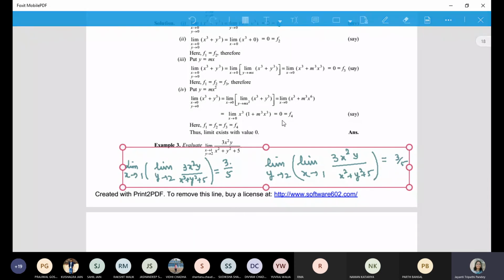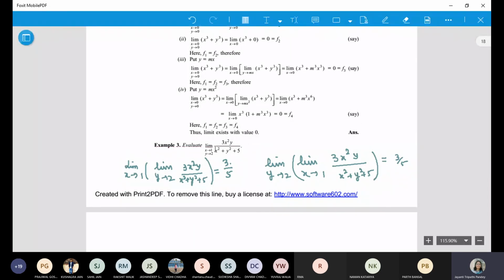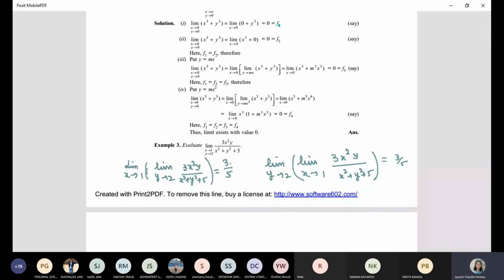Now see this particular question. Here you have x tending to 1 and y tending to 2. I have solved it. When you take y first and then x, the output is 3 by 5. And when you take x first and then y, again the output is 3 by 5. Since both the limits are equal, the limit exists and is equal to 3 by 5. All right. Here we will not go for step 3. Is that fine?